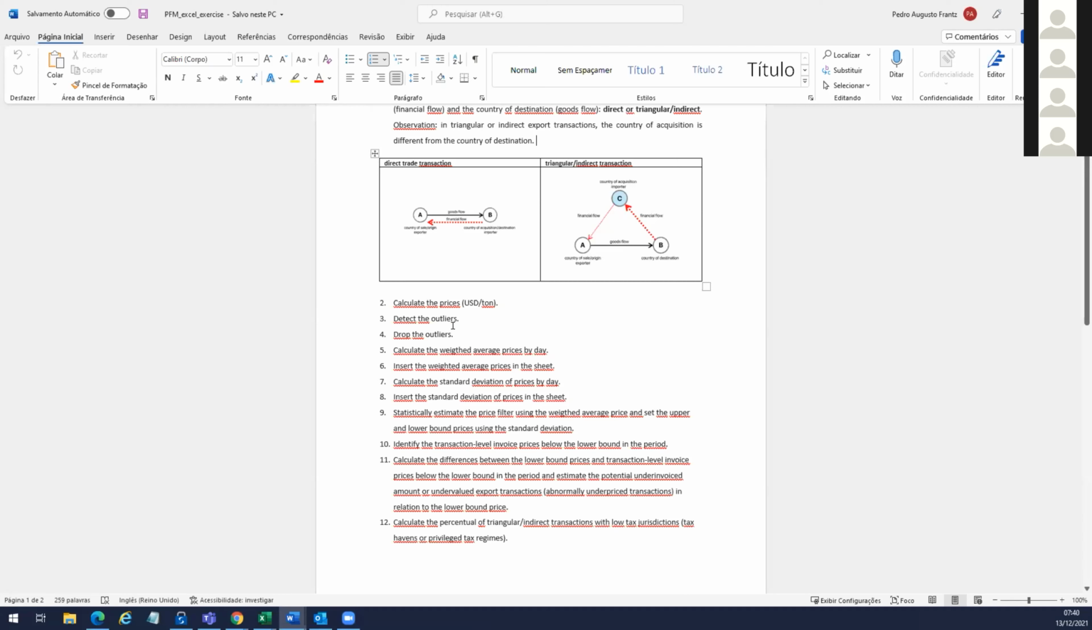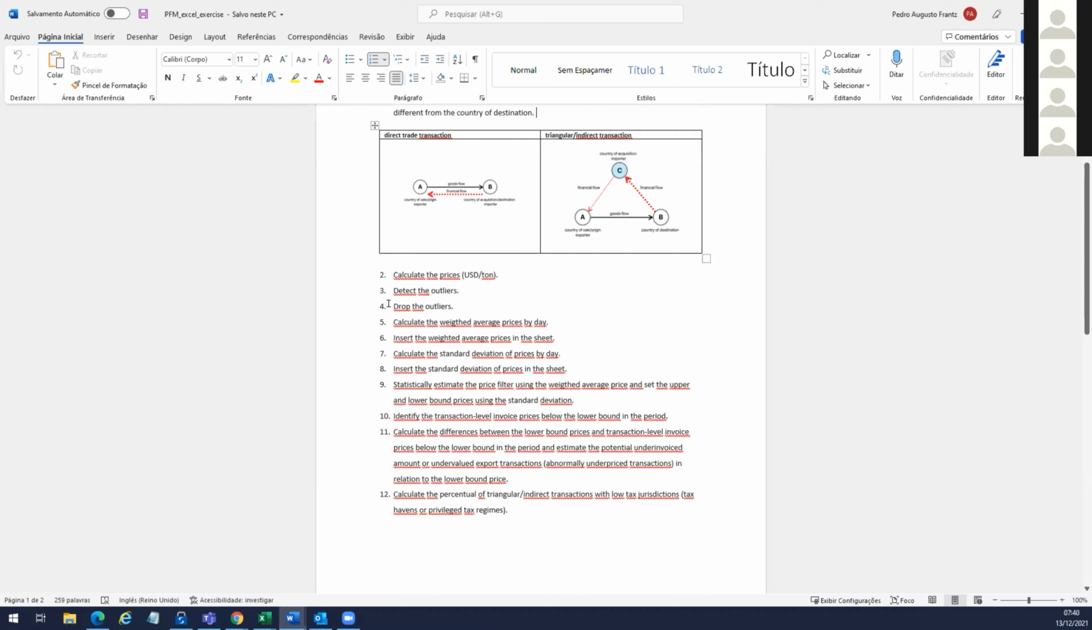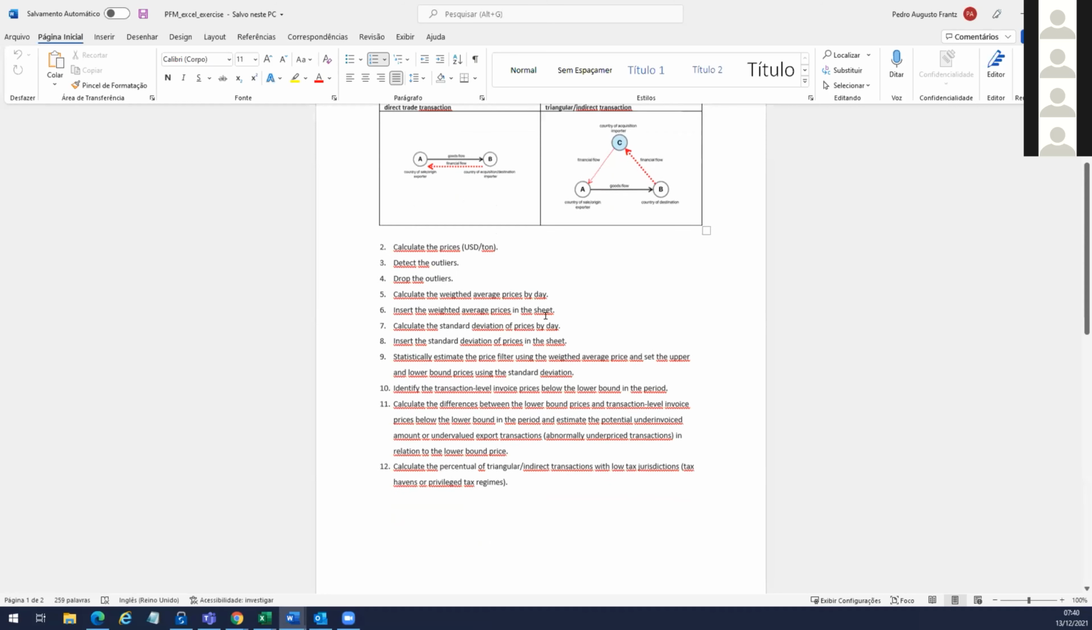Drop the outliers is the fourth item. Five, calculate the weighted average price by day. One day weighted average. Six, insert the weighted average price in the sheet. Seven, calculate the standard deviation of price by day. Eight, insert the standard deviation of price in the sheet.